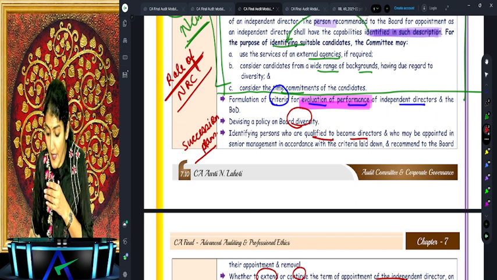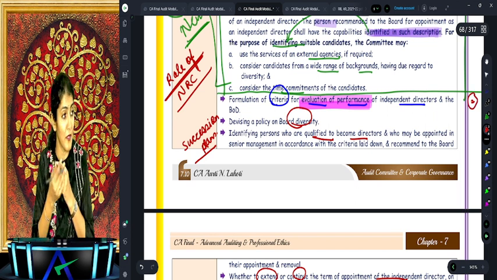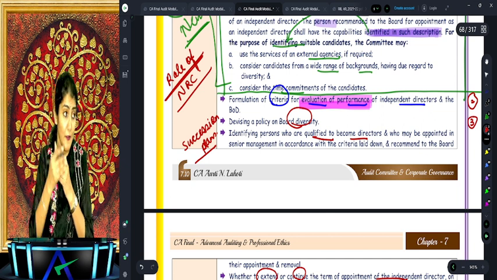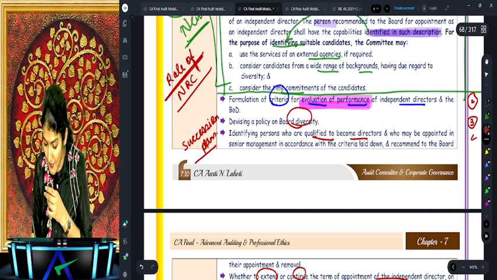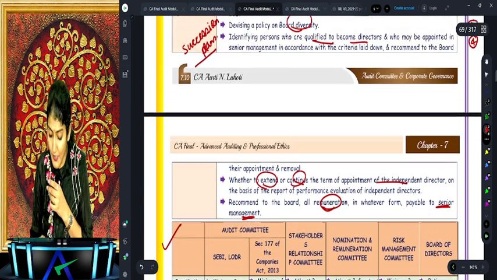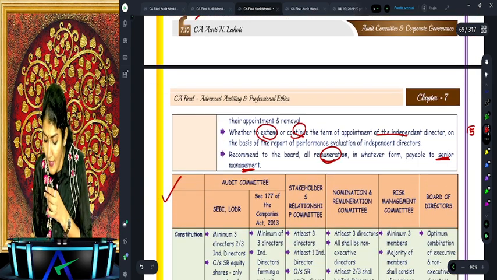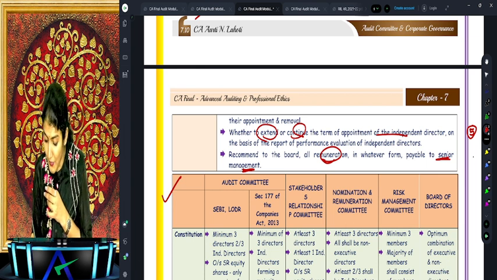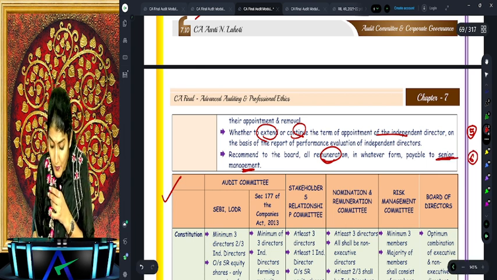Once he becomes a director, evaluation of the performance of the independent directors. Then they should be having a policy for board diversity. Then who can become a director? Then whatever are the existing directors, whether they should extend or continue the terms of appointment of the independent director. And last one, recommend to the board all remuneration in whatever form also payable to the senior management.